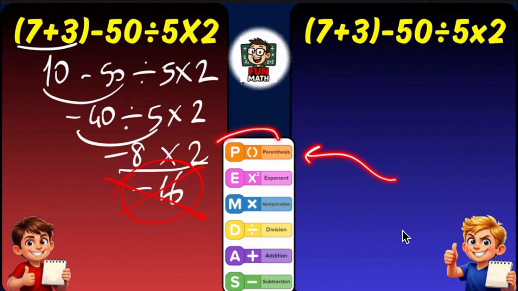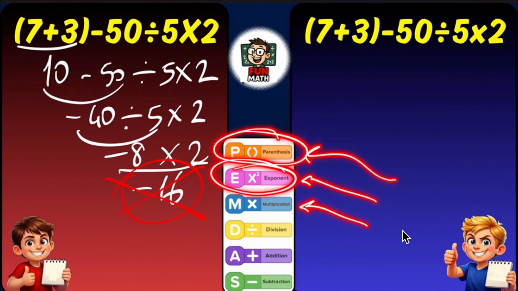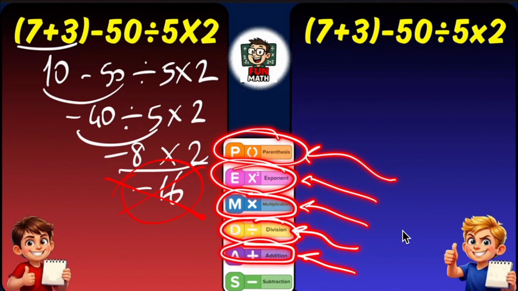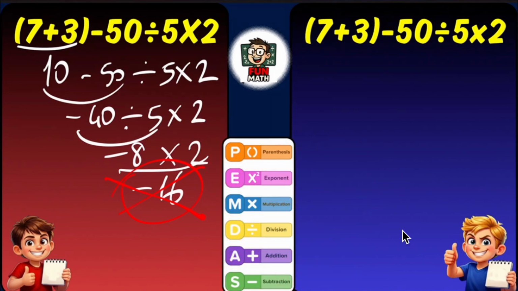P stands for parentheses, E stands for exponent, M stands for multiplication, D stands for division, A stands for addition, S stands for subtraction. Here we have another rule. There is no strict order between them. Multiplication and division operations are done from left to right. Similarly, addition and subtraction operations are done from left to right.